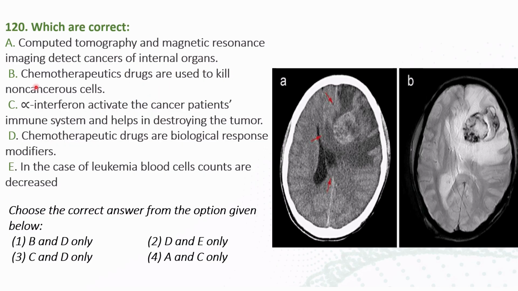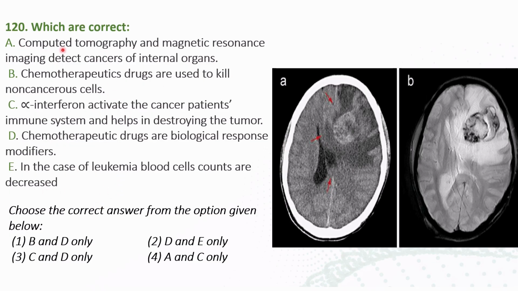First option. Second option, the chemotherapeutic drugs are used to kill the non-cancerous cells. Third option, alpha interferons activate the cancer patient's immune system and help in destroying the tumor. Fourth option is chemotherapeutic drugs or biological response modifiers. Fifth option is in the case of leukemia, blood cell counts are decreased. In these options you have to say which ones are correct.